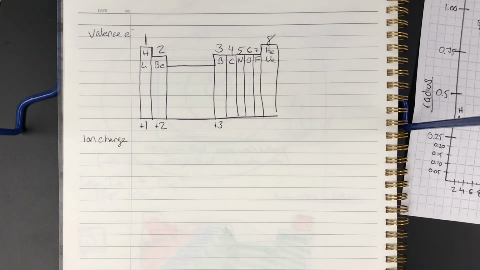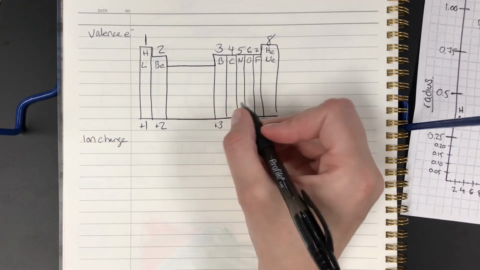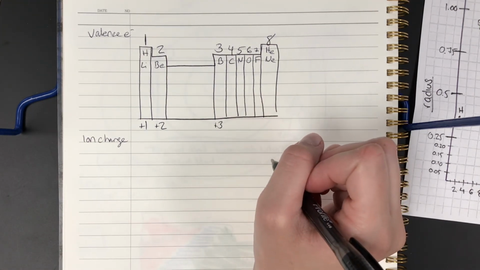So this is +4, +5, +6, +7. The carbon family, since it has 4, that's what we just talked about, is not going to gain or lose electrons. It's going to share, so it's not going to form an ion. So 0. We're not going to put anything under there.